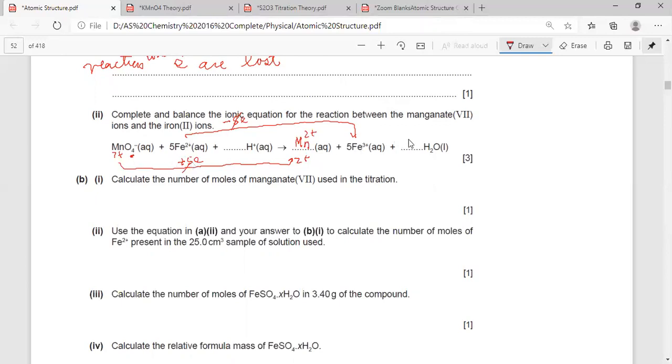Let's say 4 here now, because it's only placing oxygen again. So it's 8. Easy, isn't it? No problem.